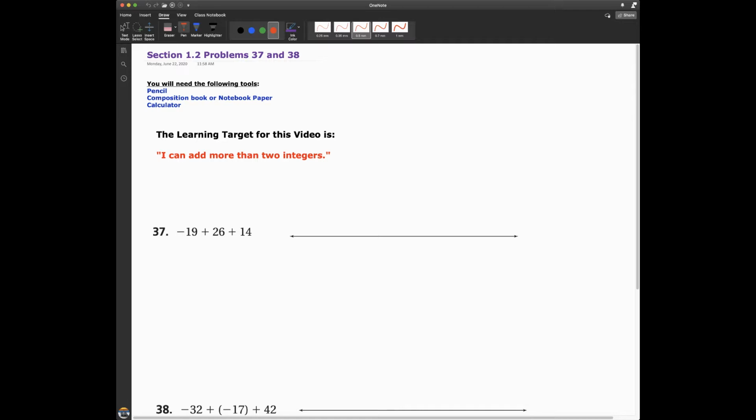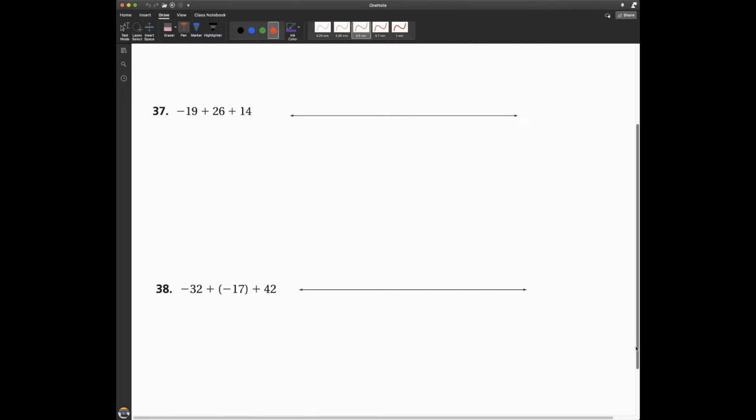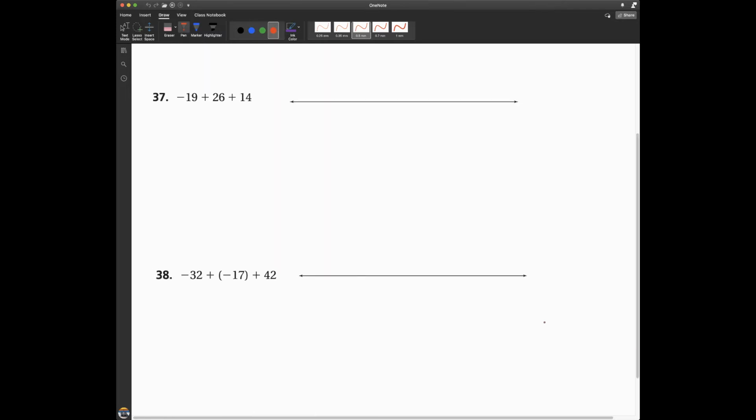You're going to need pencil, composition book, or notebook paper. You don't necessarily need a calculator because we're going to work these out by hand. So here's two problems. I put the number line there. I don't even know if I'll use a number line, but it's there. If you want to use a number line, it's fine. Anyway, let's work this out.